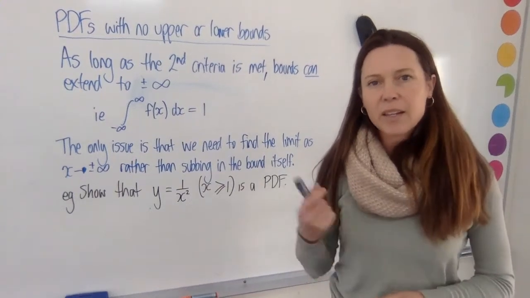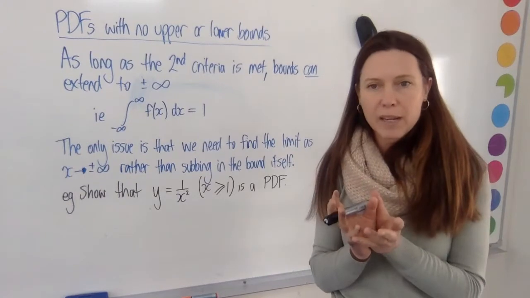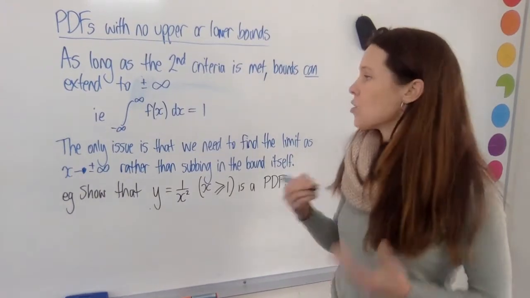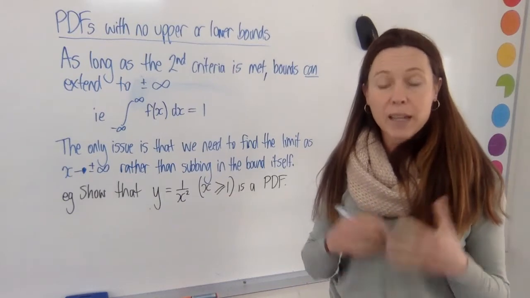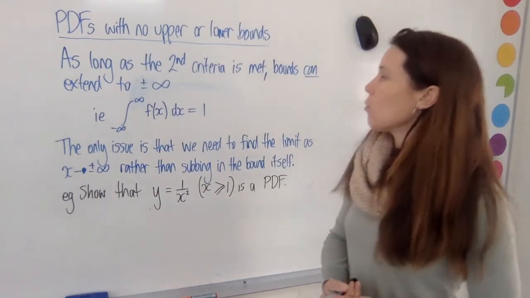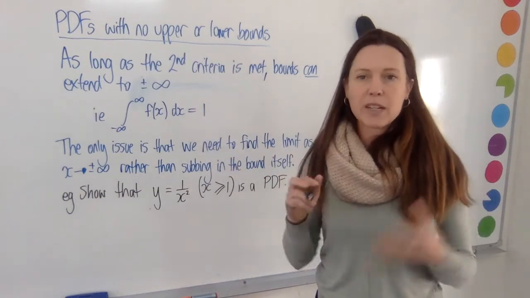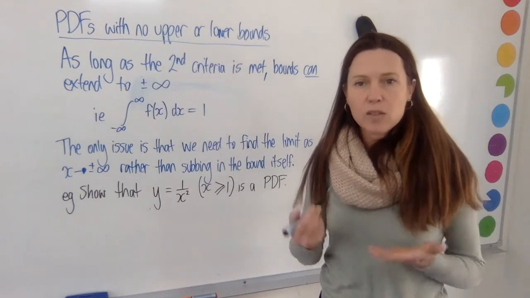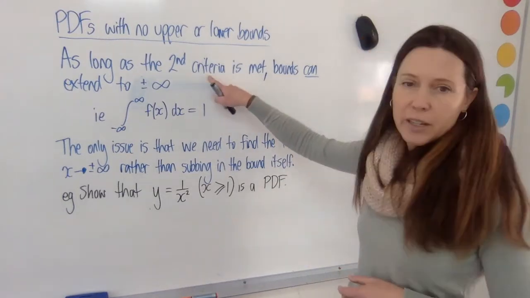Now we've seen that that second criteria for a PDF is really important because often we need to restrict the domain or those bounds so that the area underneath a curve does qualify as being a PDF by equaling 1. Now, what do we do if there are no upper or lower bounds? Can a curve stretch on to infinity or negative infinity and still qualify as a PDF? Well, yes, it can, as long as it meets that second criteria.